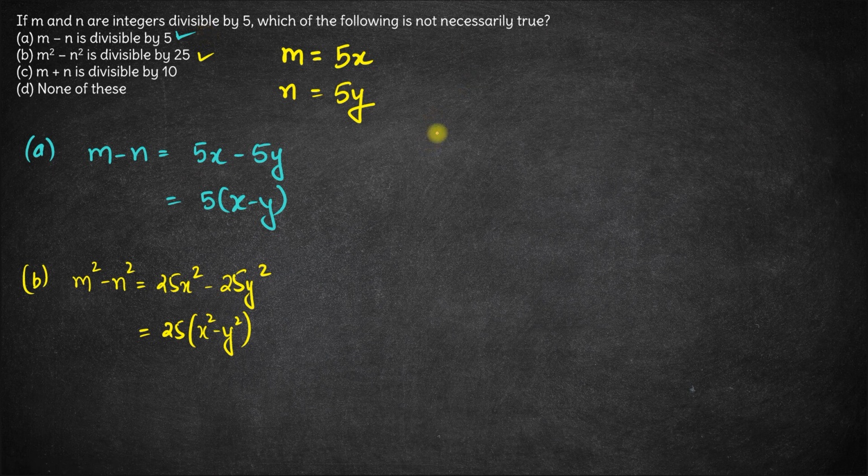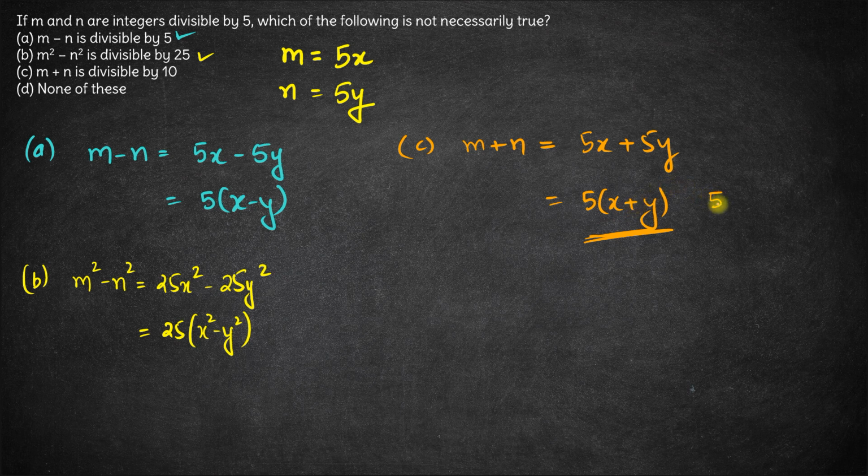Now let's check option C. C is M plus N is divisible by 10. Let's see. Now M is 5x, N is 5y, so this is equal to 5 times x plus y. Now, is this always divisible by 10? Not necessarily. It will only be divisible by 10 if x plus y is even. So 5 into an even number will be a multiple of 10. But what if x plus y is odd? In that case, it will not be divisible by 10. Right? If you have 5 into 3, or 5 into 5, or 5 into 11, all these numbers are not divisible by 10. So this is not necessarily always true.